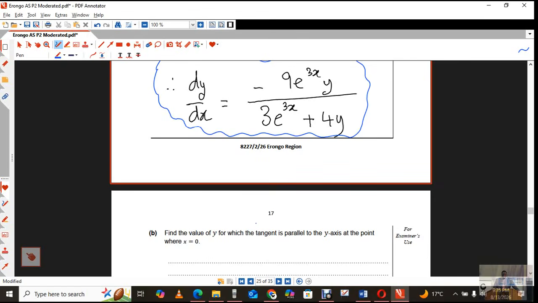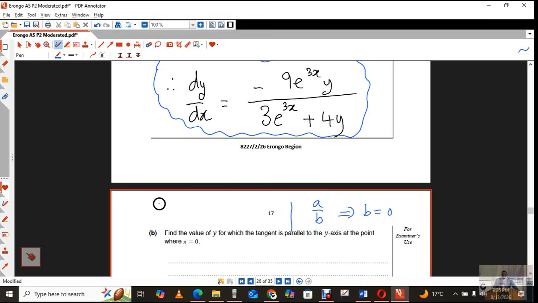Okay, here's the thing. When the tangent is parallel to the y-axis, that means it's a line that is vertical, like so. And the gradient of such lines is undefined. But in order for us to have any undefined scenario where you have a fraction, it implies in this case that our denominator should equal 0. That is how you can have a scenario like that, when you have a fraction like that.